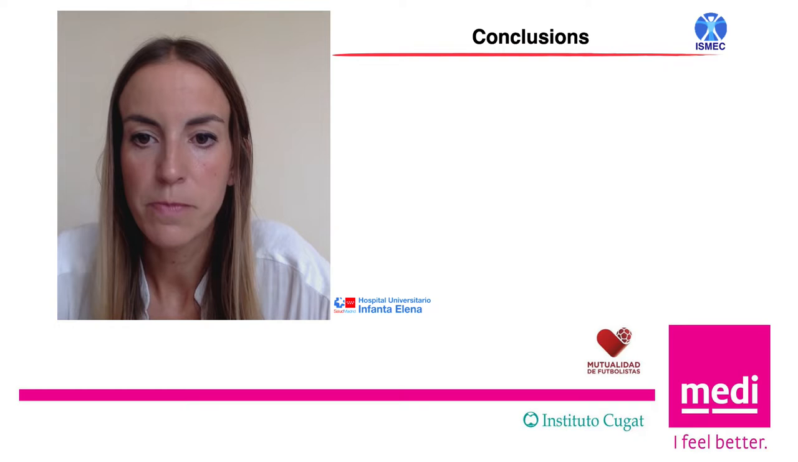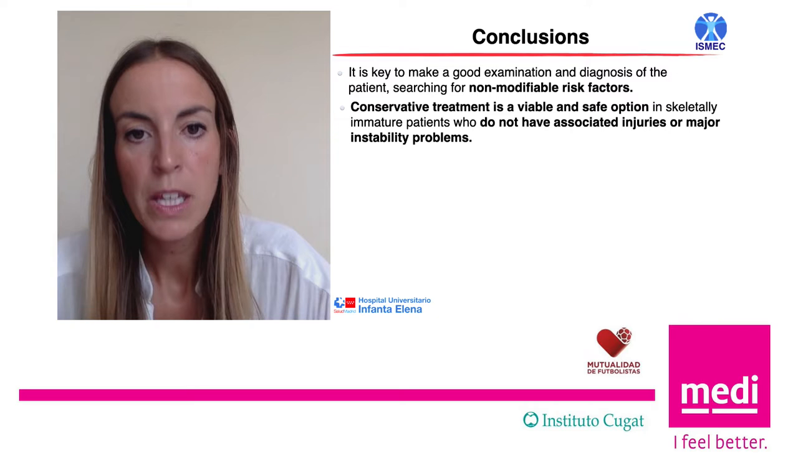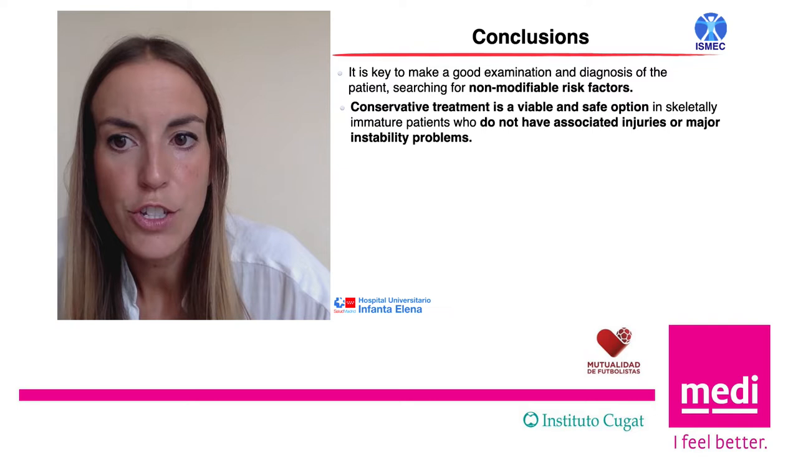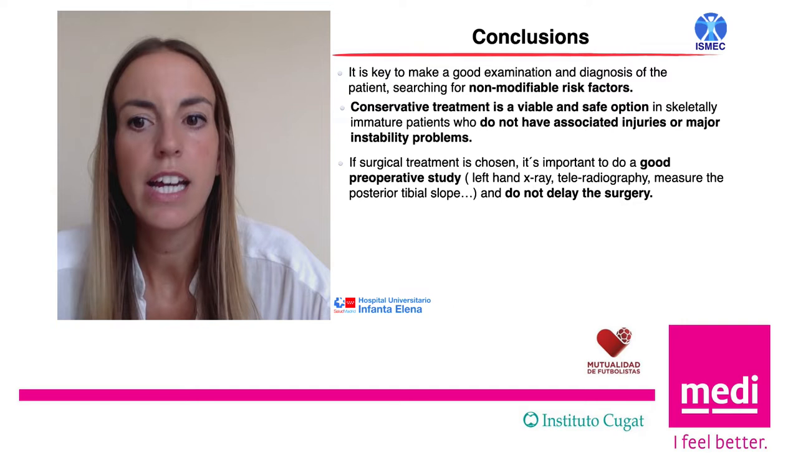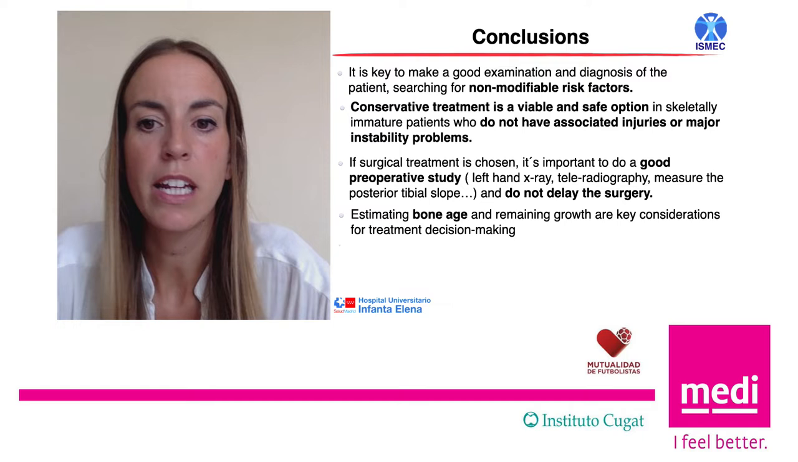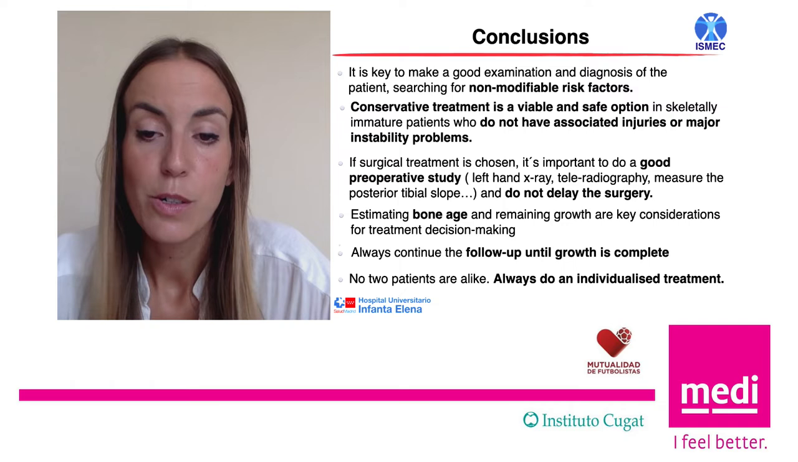So to sum up, it's key to make a good examination and diagnosis of these patients, searching for non-modifiable risk factors. Conservative treatment is a viable and safe option in skeletally immature patients who don't have an associated injury or major instability problems. If surgical treatment is chosen, it's important to do a good preoperative study, with the left hand x-ray, MRI, and everything, and try not to delay the surgery more than 6 weeks. Estimating bone age and remaining growth are key considerations for treatment decision making. Always continue the follow-up until growth is complete. And no two patients are alike, so always try to individualize the treatment. Thank you very much.